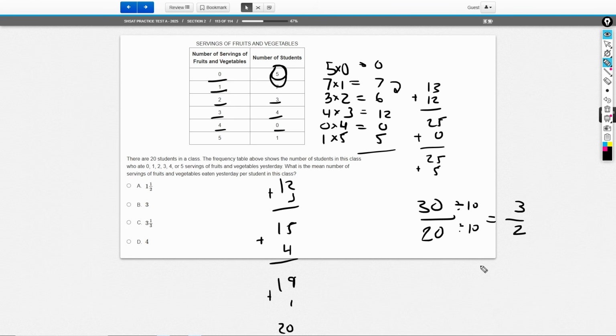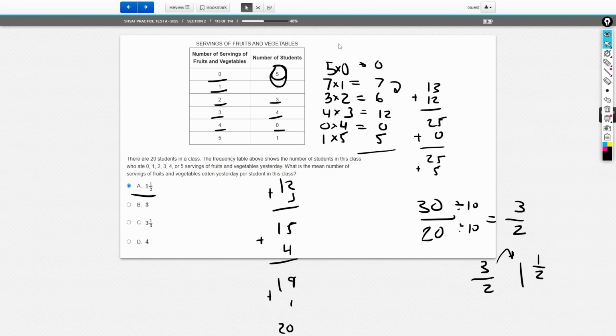Which is the same thing. Well, think about it this way, right? How many times does 2 go into 3? It goes in 1 full time, and then you have a remainder of 1. That means that the 1 1/2 servings of fruit has to be the mean. So again, you need to know how to convert an improper fraction, where the numerator is bigger than the denominator, into a mixed number like that, okay? So we'll go ahead and with our arrow, select choice A, right?